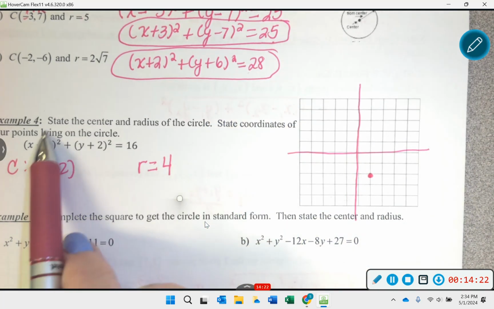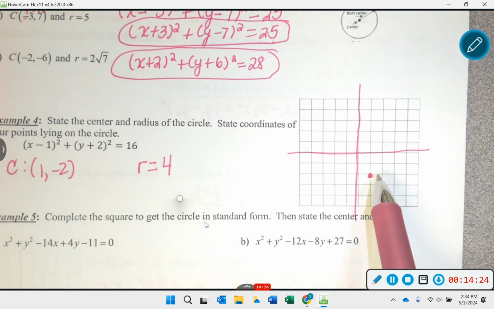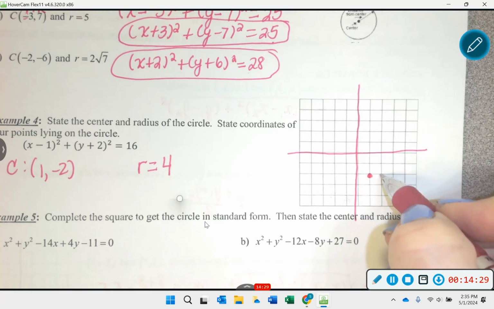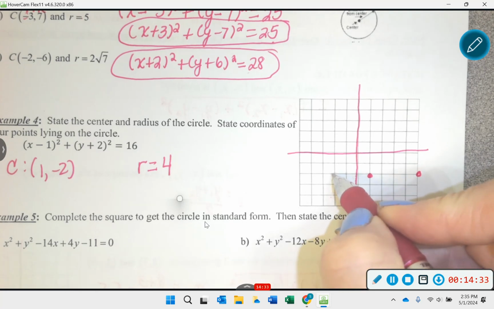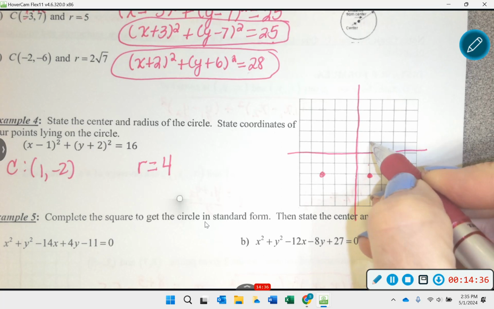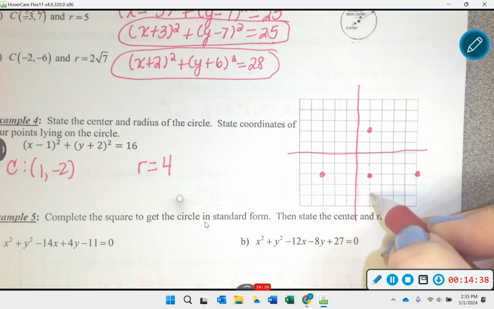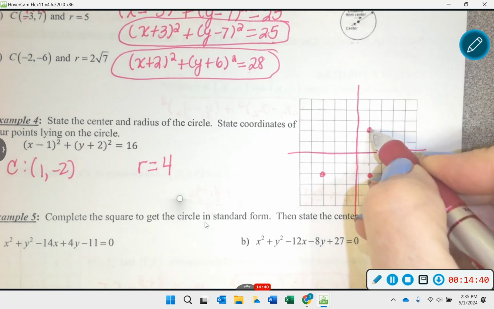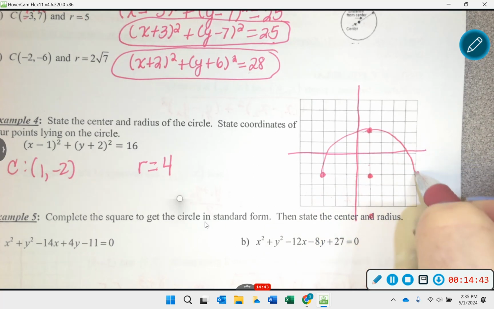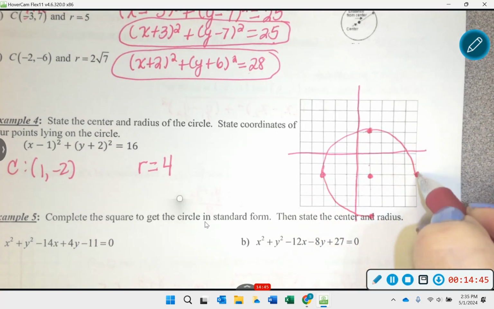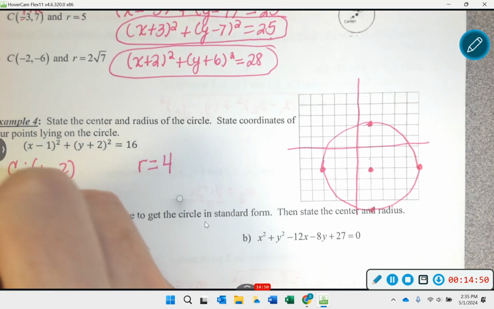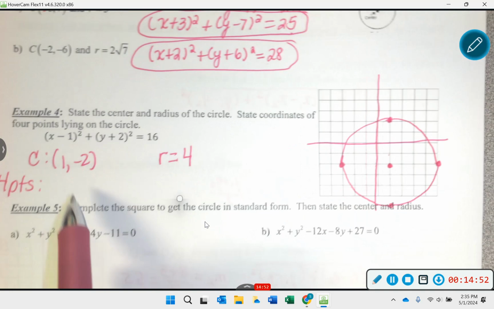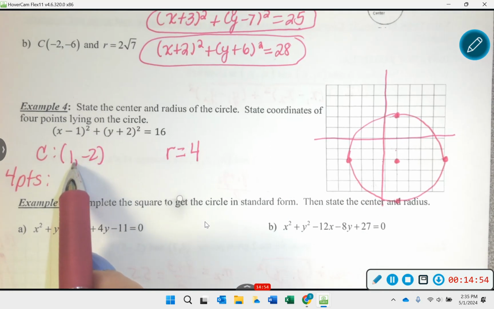So to find 4 points on the circle, what would I do? I add 4 in all directions, right? I'm going to go to the right 4. I'm going to go to the left 4. I'm going to go up 4. And I'm going to go down 4. And then I can graph the circle perfectly. And I would love you to be able to figure out those 4 points without having to look at the graph.